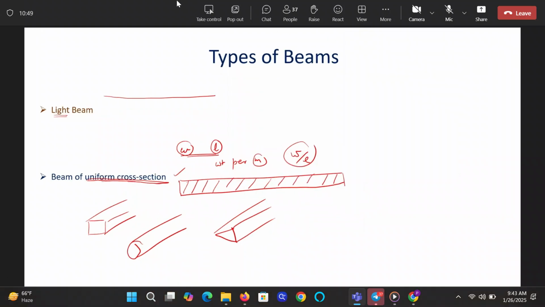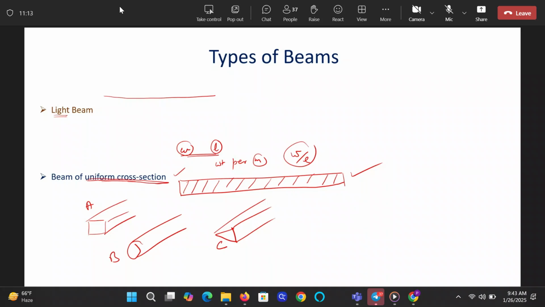So is the beam of uniform cross section clear? It is not necessarily rectangular or square. It can be any cross sectional shape. Am I clear, class? Yes, sir. But whether it is A, B, or C, in our diagram we will represent it like this only. It doesn't matter what the shape of the cross section is.